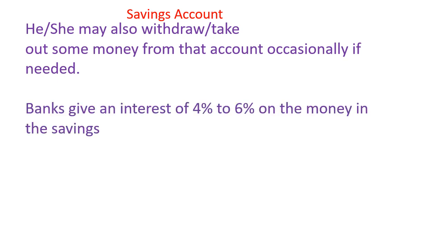You have to pay attention to this. Banks give an interest of 4% to 6% on the money in the savings. The bank gives you interest. So what is this? It is not a gift. It is also money. Money above money deposited. We will be discussing this after a while, but for now understand that the bank gives you more money than what you deposited if you keep it for a long time, in terms of percentage. That's why I said it's coming.